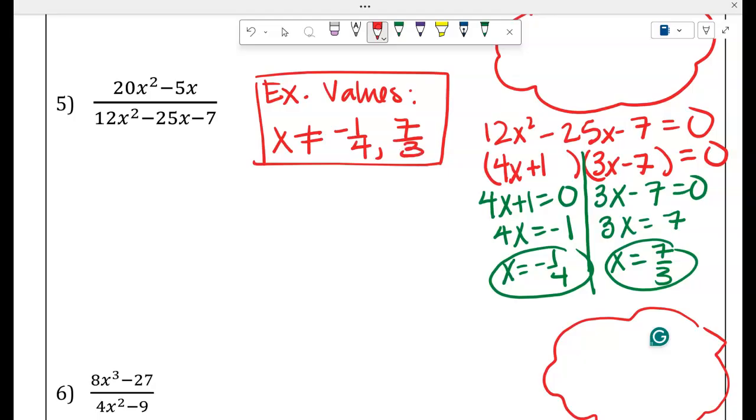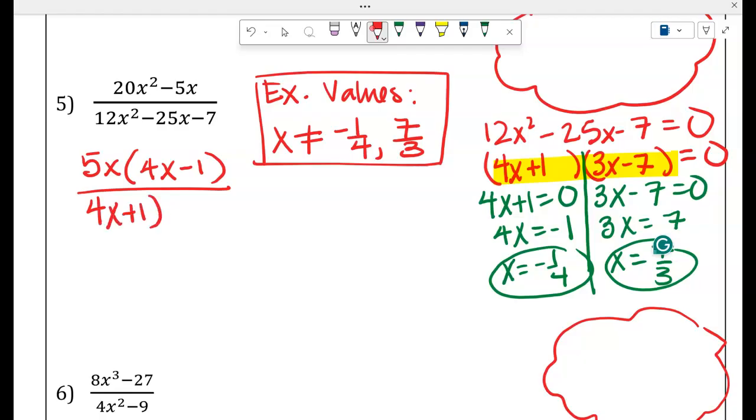Now, on the bottom, it's already factored. These are the factors on the bottom. So now we just need to work on the top. The GCF on the top, guys, is going to be 5x. That means 20x squared divided by 5x is now 4x. 5x divided by 5x is a negative 1. So now all over, I'm just going to copy down my 4x plus 1 times 3x minus 7 back.